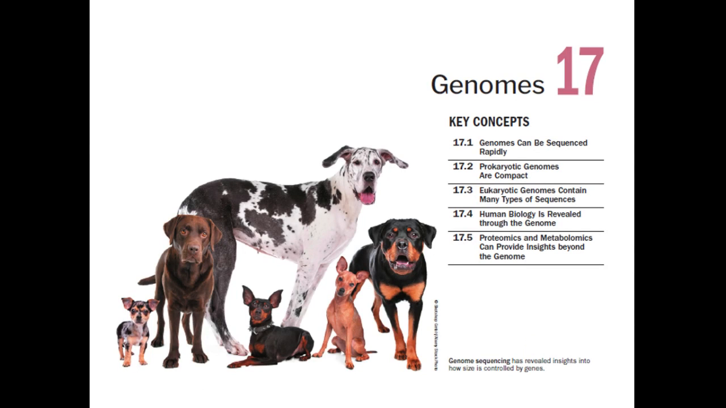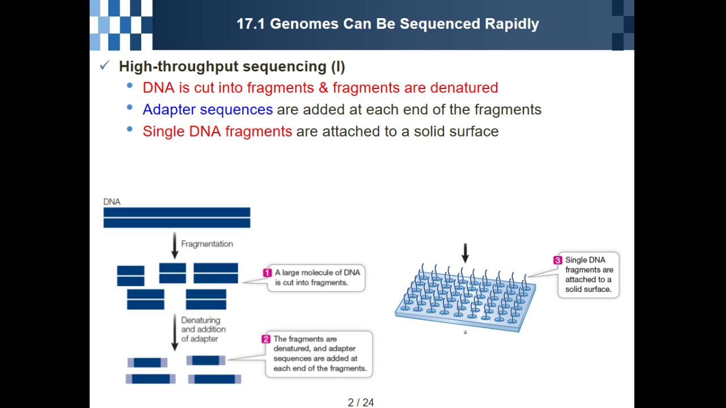Okay, so today we will cover chapter 17, Genome. Chapter 17 is composed of 5 subjects, starting from the genome can be sequenced rapidly. Finally, we will cover the proteomics. Okay. The first subject is genome can be sequenced rapidly.